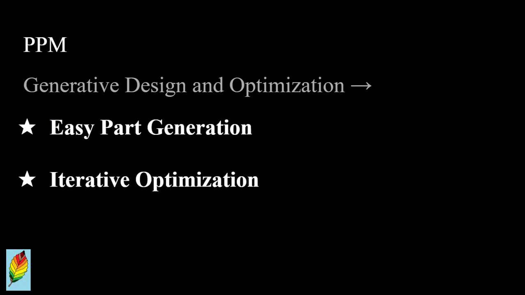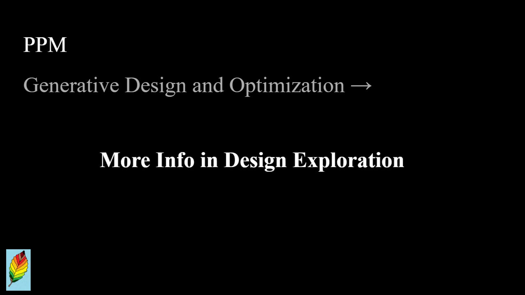Finally, in the case of generative design and optimization, part parametrization ensures easy generation of parts of varying sizes, and iterative optimization. This will become more clear in the design exploration section. This concludes the discussion on the practice of part parametrization.